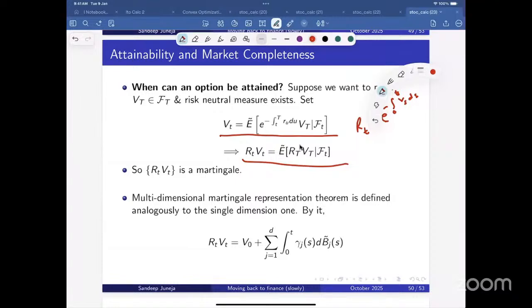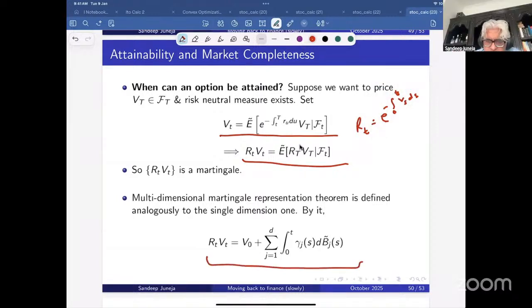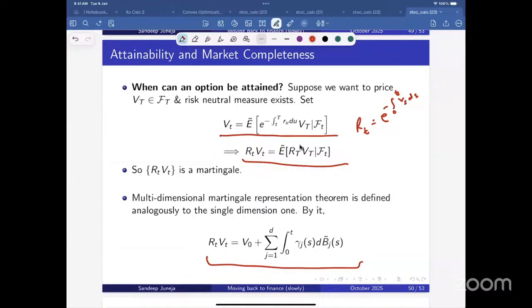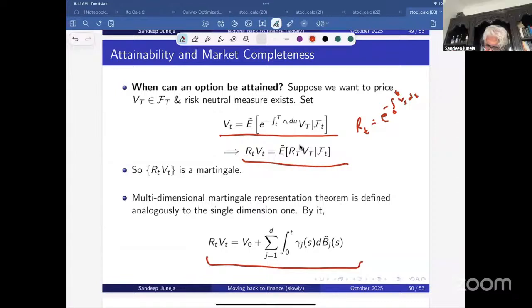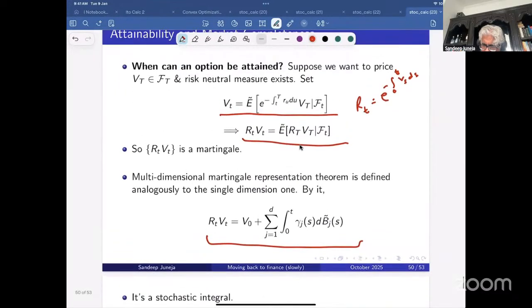Okay. So R_t V_t will have the following representation. Now we have to ask ourselves, can we replicate this option? Can we construct a portfolio process which matches this? That part is clear, right?